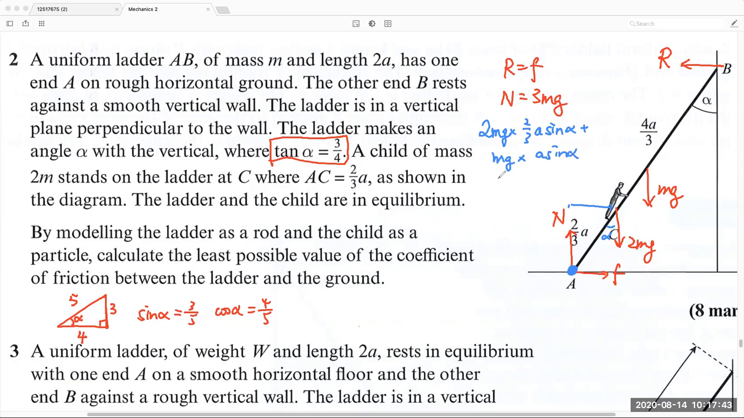Oh, yeah, I know how to use it. That will be equal to R times 2a cosine alpha. Actually, you don't need to find the sine alpha and cosine alpha in this question. And then you try to solve these three equations. And then you try to see if we get the same answer.